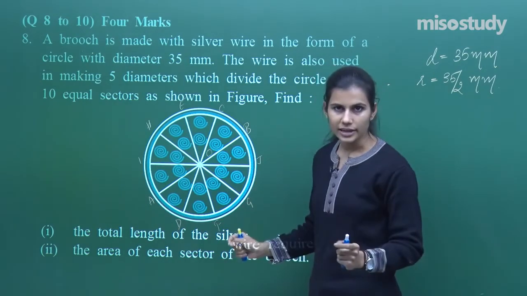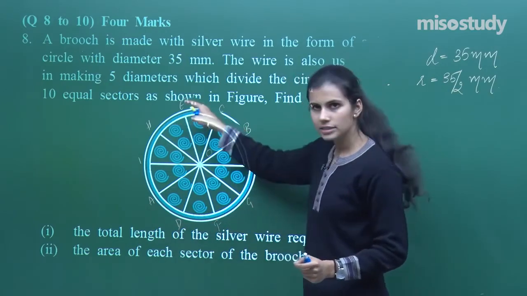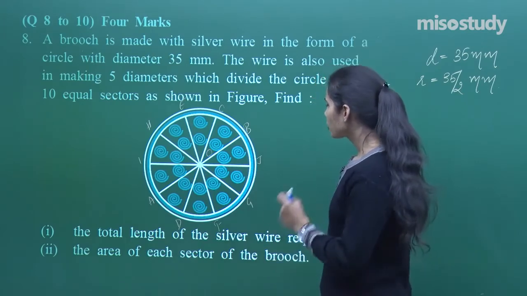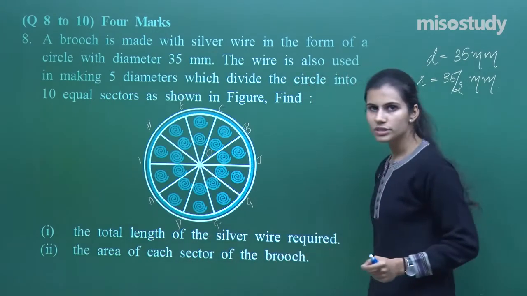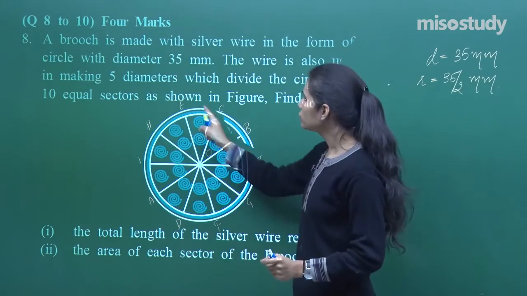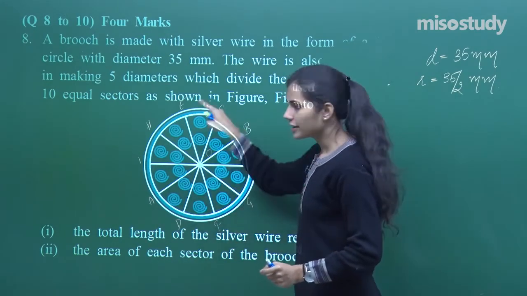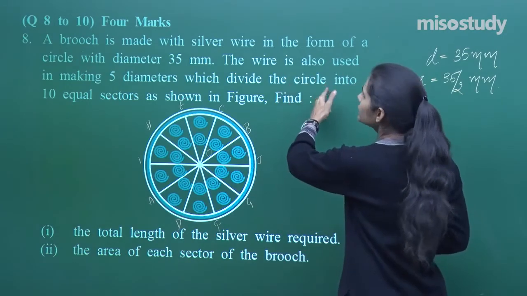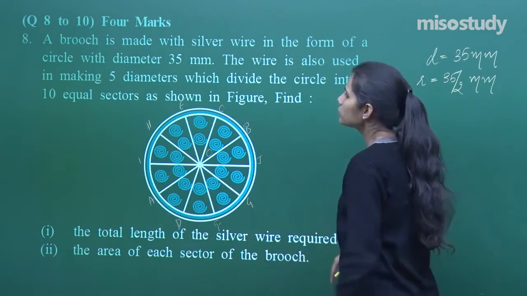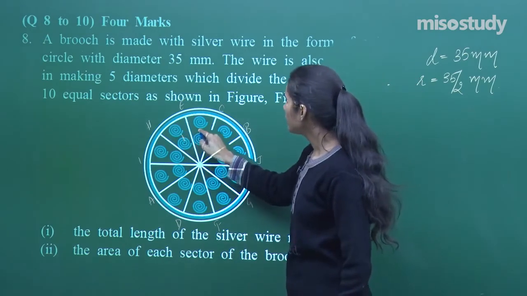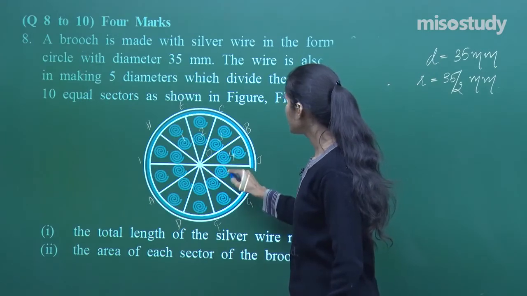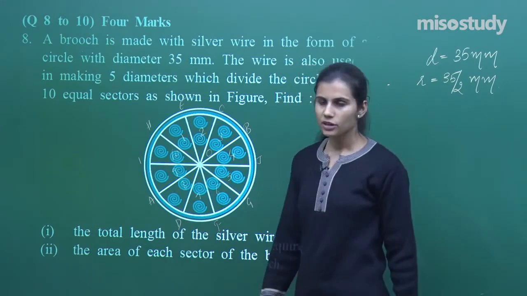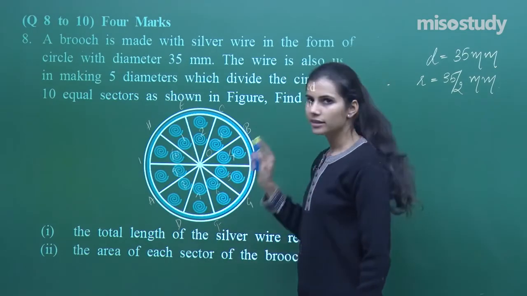So I am using that wire to make the boundary of this as well as to make these segments which are my 5 diameters. So if the question is find the total length of the wire used, then the wire has to be used to cover this up and to make these 5 diameters. That means what is the total length of the wire? It's saying that the wire is used in making 5 diameters which divide the circle into 10 equal sectors. You can count them. This is 1 sector, 2nd sector, 3rd sector, 4th sector, 5th, 6th, 7th, 8th, 9th and 10th. So these 5 diameters are actually dividing my circle into 10 sectors.